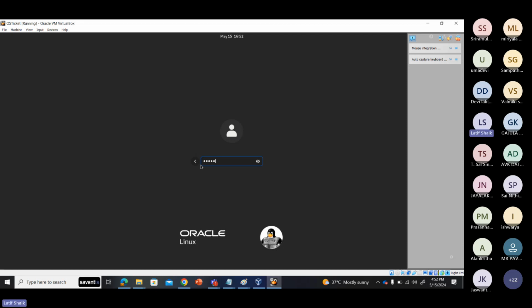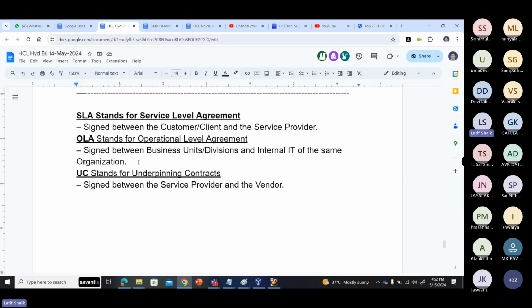Okay. Don't worry, that is my Linux machine. In this machine, I installed one application. That I will also try to show.